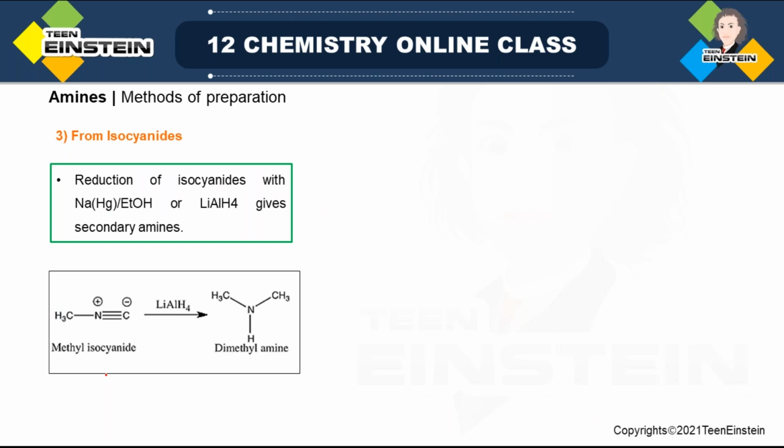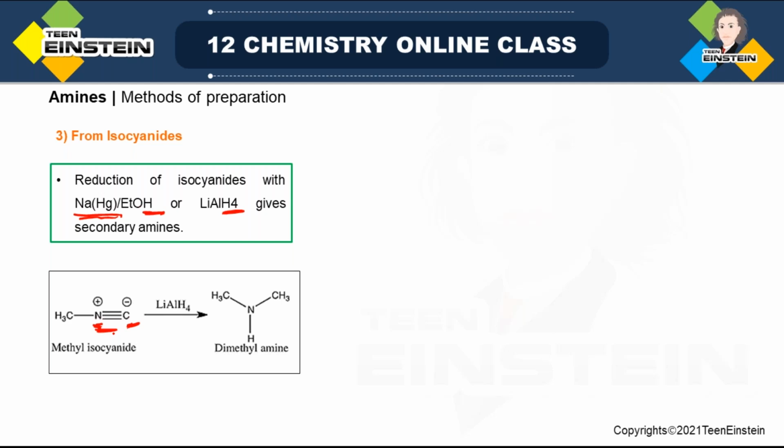Starting material RNC, isocyanide. RCN is nitrile, but when it is RNC, it is like this. Now N is positive, C is negative. Reducing agent, sodium amalgam in presence of ethanol or lithium aluminum hydride. Now in this case, what we are getting here: 1 H is added to N, this triple bond is removed, and 3 hydrogens are attached to this carbon. So overall a total of 4 hydrogens are attached.